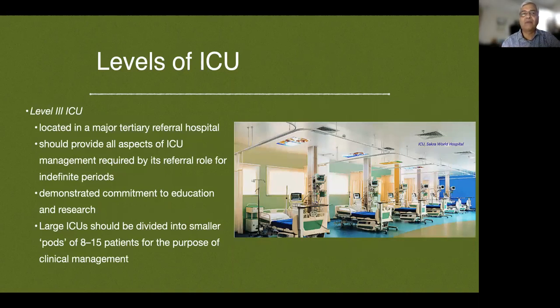Then we come to the level 3 ICUs. Level 3 ICUs are present in the major tertiary referral hospitals. They are capable of providing all aspects of ICU care as required by the patient for an indefinite period of time. Not that they'll be giving care for 2 days, 3 days. It should be indefinite, maybe months if needed. There should be a demonstrated commitment to education and research in these ICUs. But remember, these large level 3 ICUs are not in one room or one hall. Large ICUs should be divided into smaller pods of 8 to 15 patients, depending on the type of disease being treated in that particular unit.